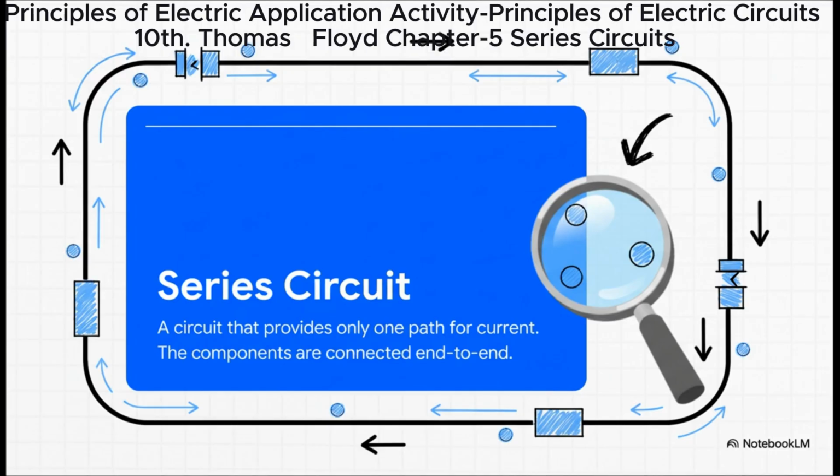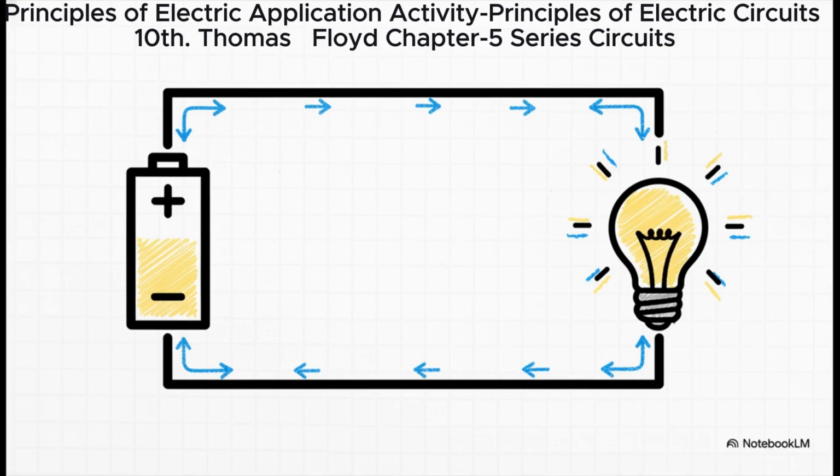The best way to picture it is like a one-lane road. Every single electron that leaves the power source has to travel through every single component, one after another, before it gets back home. There are no exits, no off-ramps, no detours. And this is huge because it means the current is identical at every single point in that circuit. Any basic circuit has got to have three things: a source, like a battery, to provide the push, a load, like a light bulb, to do the work, and a path for the current to flow. In a series circuit, that path is just one simple continuous loop with everything connected end to end.